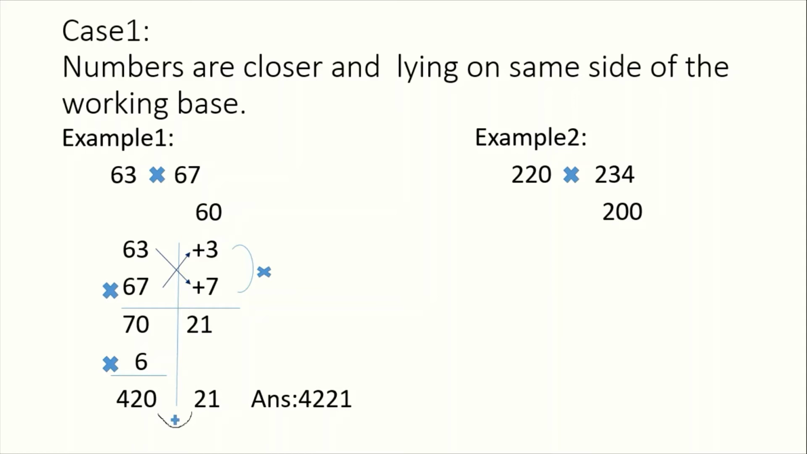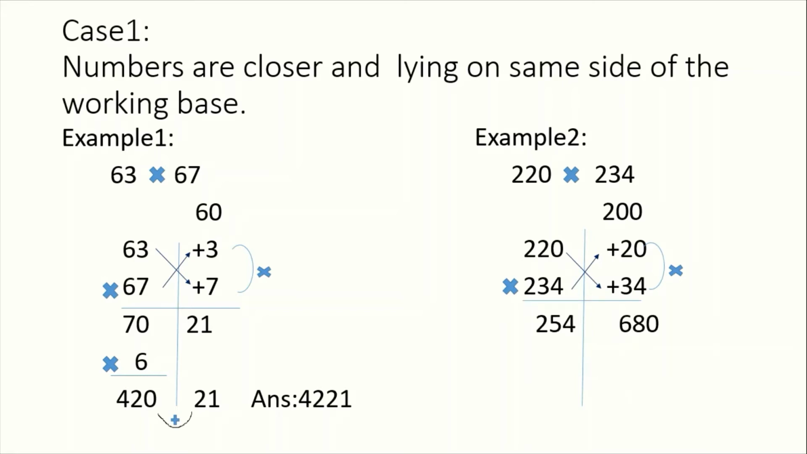We'll see one more example, that is 220 multiplied by 234. What is the working base? 200. 220 is 20 more than 200. 234 is 34 more than 200. What is the next step? Either we have to add 34 to 220 or 20 to 234. For the second compartment, we are multiplying 20 to 34.